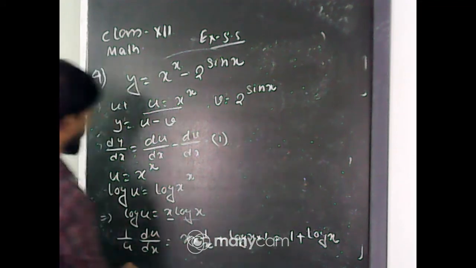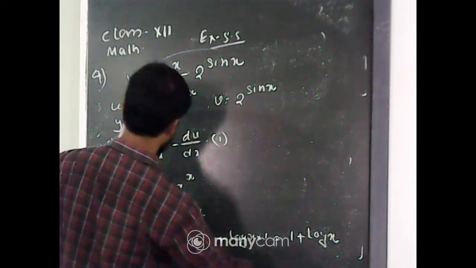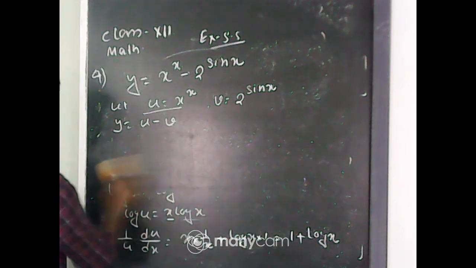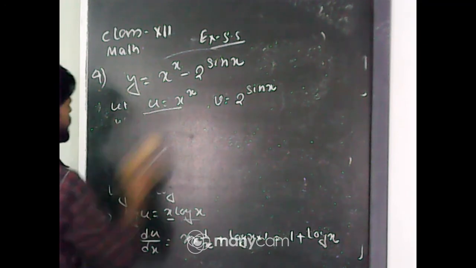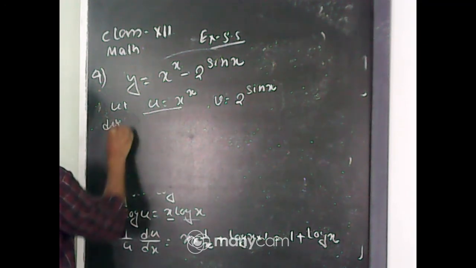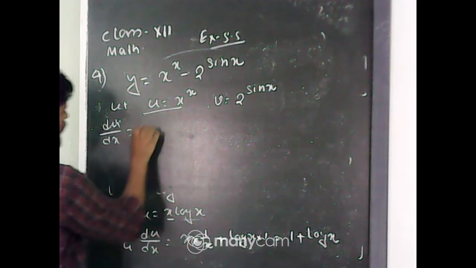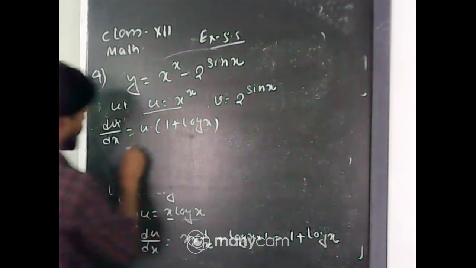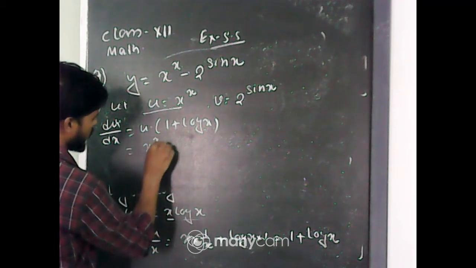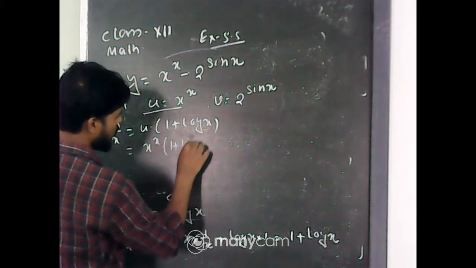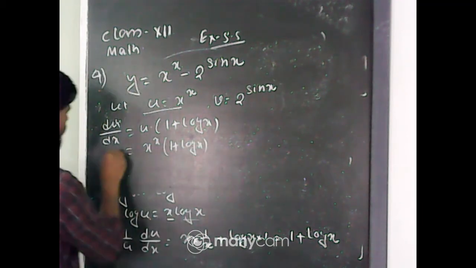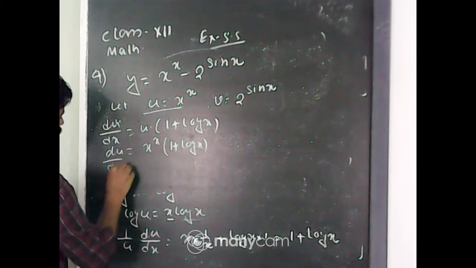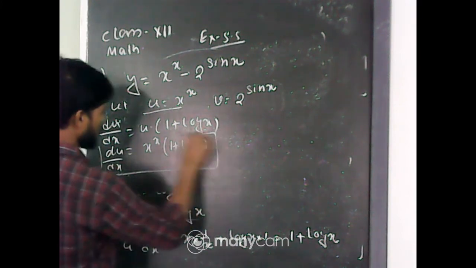So, what will be the value of du dx? The value of du dx will be u into 1 plus log x. Now, put the value of u as x to the power x, into 1 plus log x. So, this is the value of du dx.